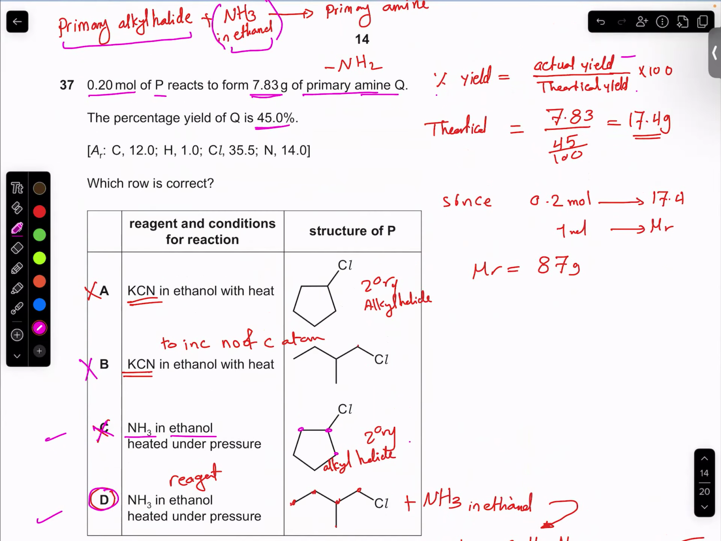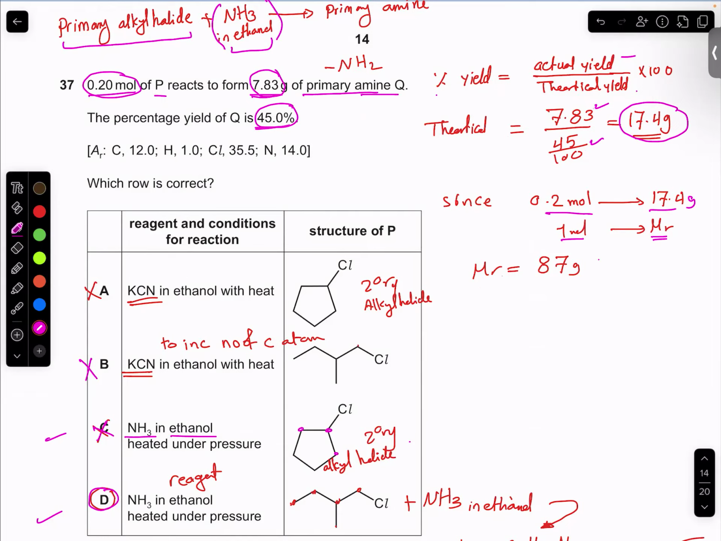The percentage yield equals the actual over the theoretical. Here is the actual yield produced, and we have the percentage. So I can get the mass of the theoretical yield. How? Just divide the actual over the percentage. You will get the theoretical yield. So the theoretical yield is 17.4 gram. This 17.4 gram represents 0.2 moles. So the 0.2 moles, their mass is 17.4 gram. I need to get the Mr of this compound.